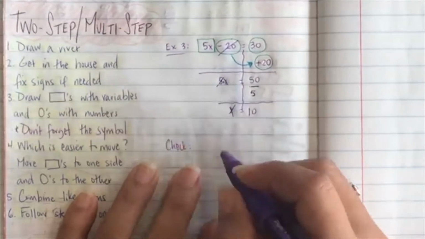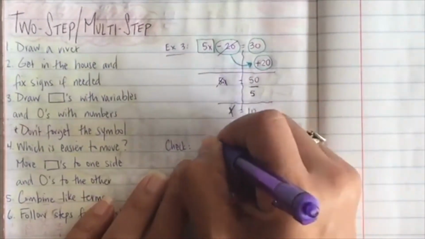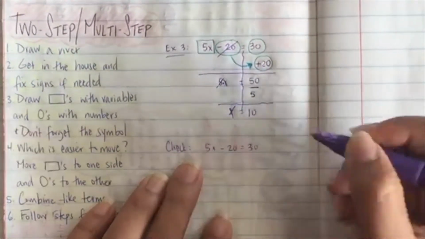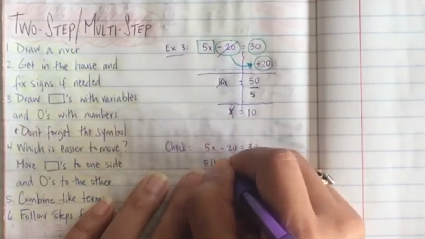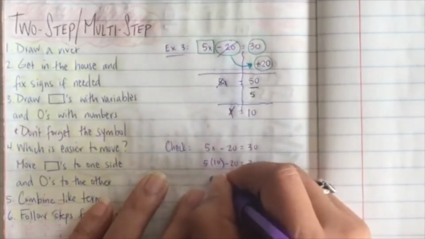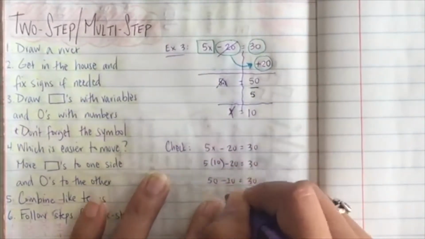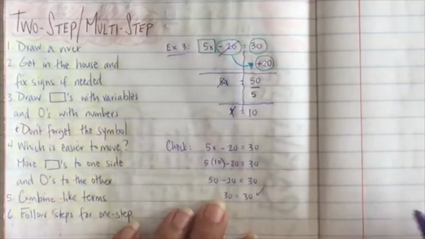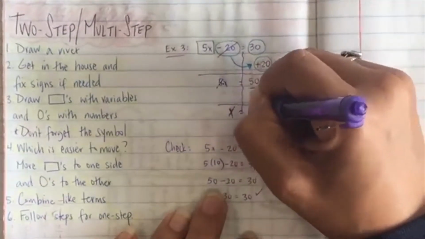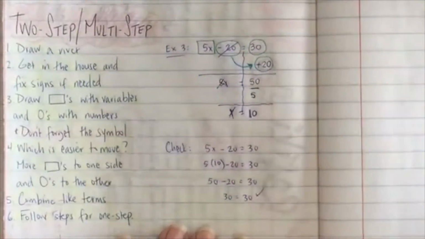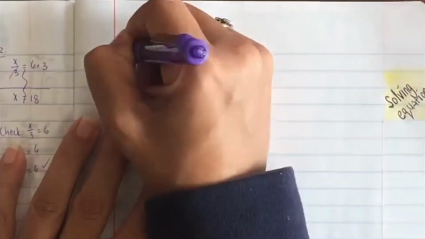We always check our answer in equations because it's easy to do. Rewrite the original equation, and wherever you see x, put in 10. So all we're doing is replacing x with 10. 5 times 10 is 50, minus 20. 50 minus 20 is 30. 30 is equal to 30, so we are correct. Listening check. Color in 30 equals 30.